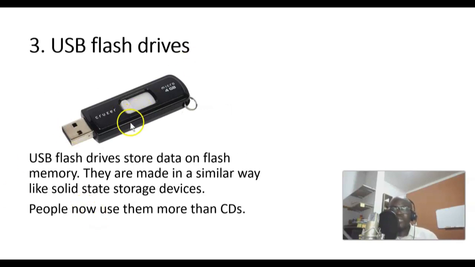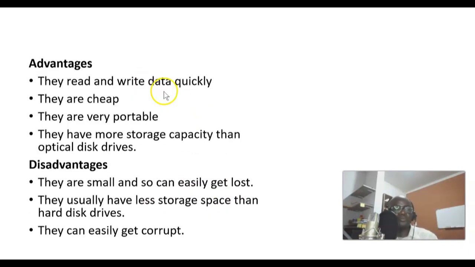Let us look at another one, a USB flash drive. This is a very common device we use. USB flash drives store data on flash memory. So the type of storage they have is called flash memory. It is very similar to solid state storage devices. Do you remember solid state storage devices? If you have forgotten, you need to listen to the last lesson we had. These have become more popular. People have stopped using CDs. A lot of people prefer using these.